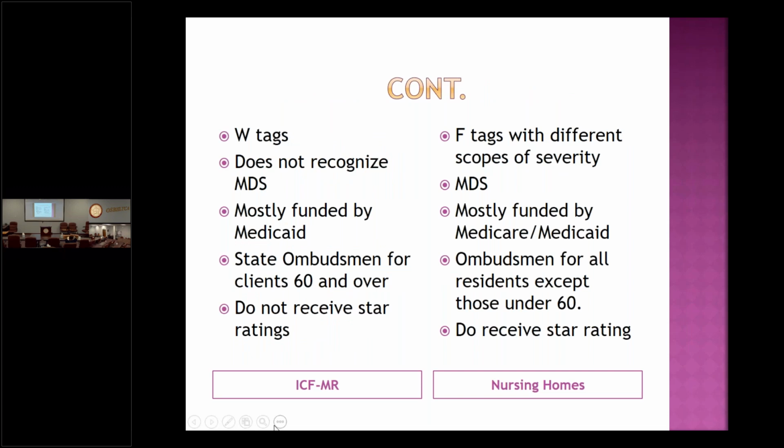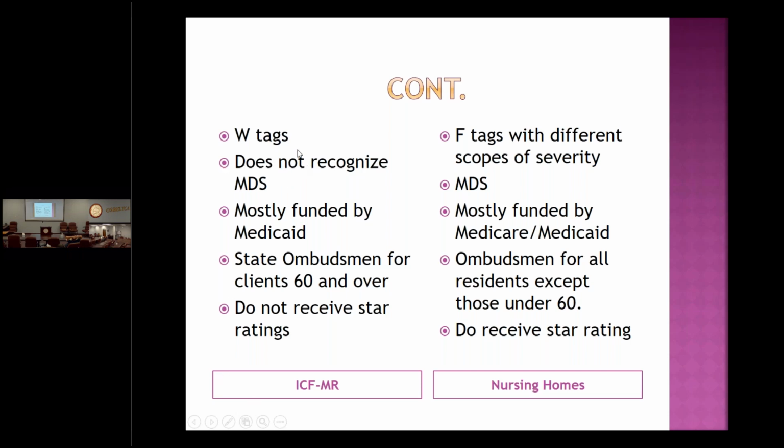Okay, in the ICF, we have W tags, and I think you have a handout that was attached to the email that Z sent you. It's a one-sheet paper that has all the different tags on it for the ICF and for the nursing home. So basically, these are the tags that you use when you're being surveyed.